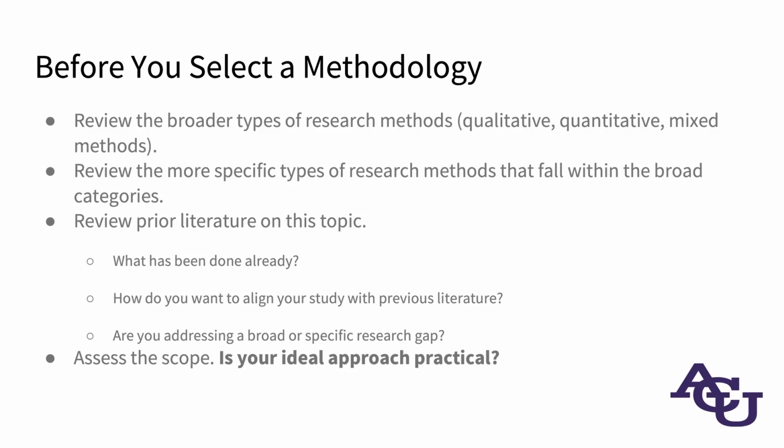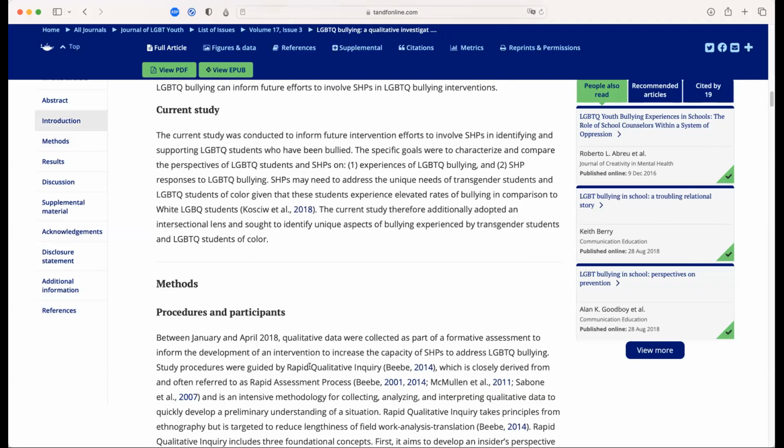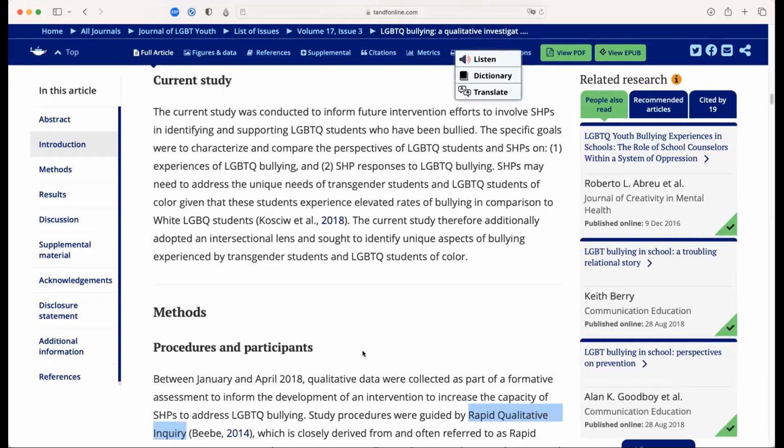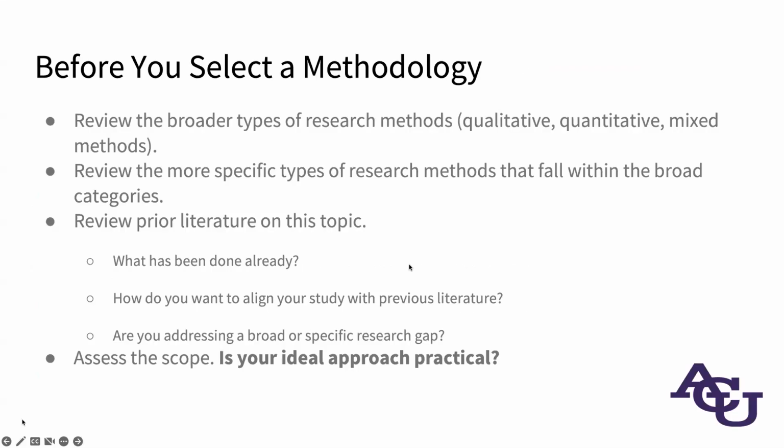As an example, you will see in that article we were looking at, they mentioned that they were using the rapid qualitative inquiry. And so by doing their work using that framework, they were able to create something that is more comparable to other studies using the same procedure. And so that's very valuable, especially if you're trying to expand the pool of data that's usable for something. So you may very well select your exact approach and methodology based on what other people have done so that you can follow directly or build on their work.